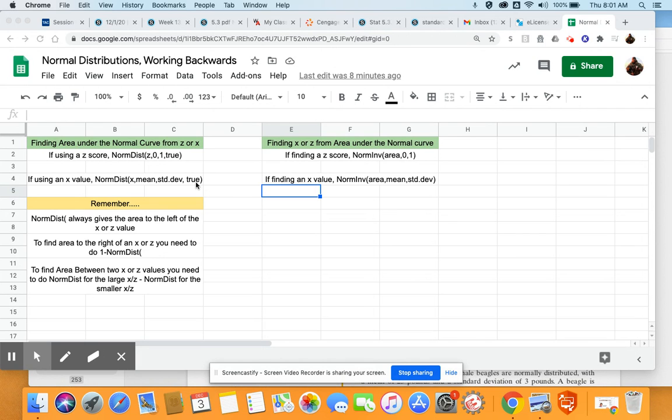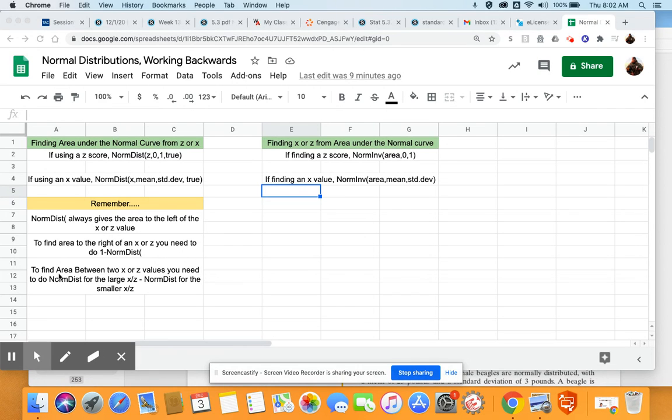So things to remember here. The normal distribution function in Google Sheets always calculates the area to the left, or less than, the x or z value that you input into it. So it's always going to give you the area to the left. Sometimes you want the area to the right, so questions ask you to find the probability that something is larger, or the area that's to the right of a z-score. In that case, remember the total area under the normal distribution is 1 or 100%. So we only have to do 1 minus the solution that we get from normal distribution using the same inputs.